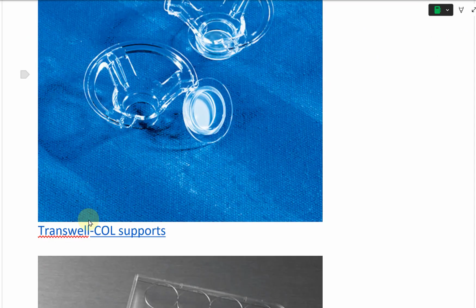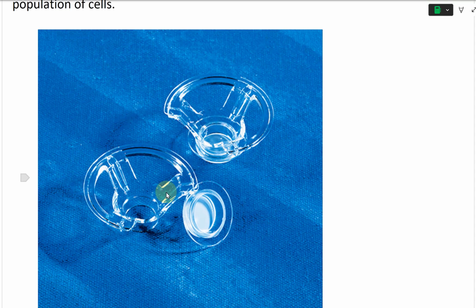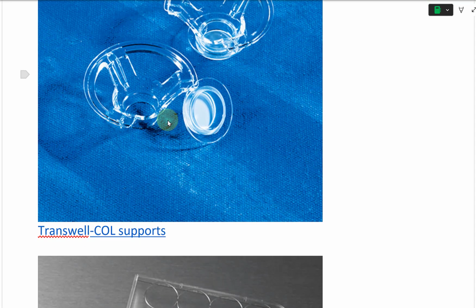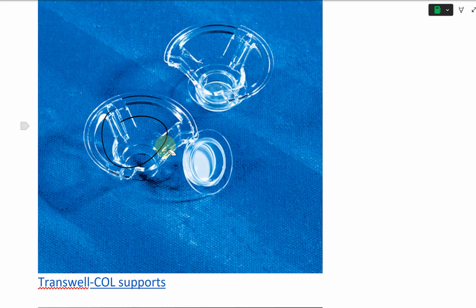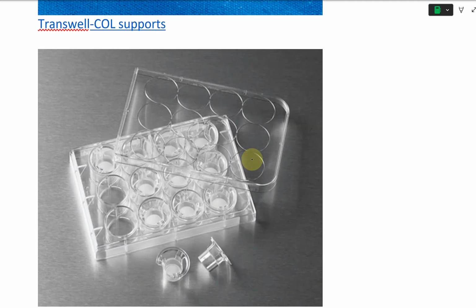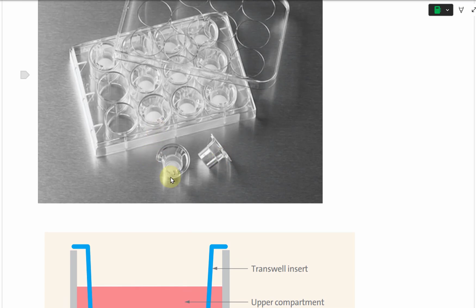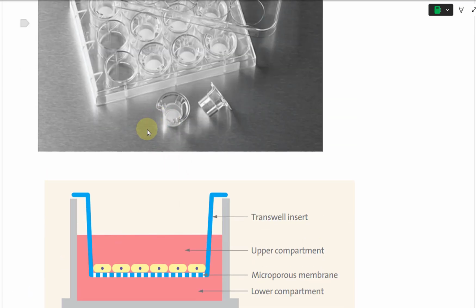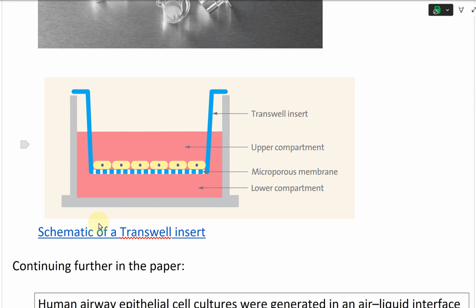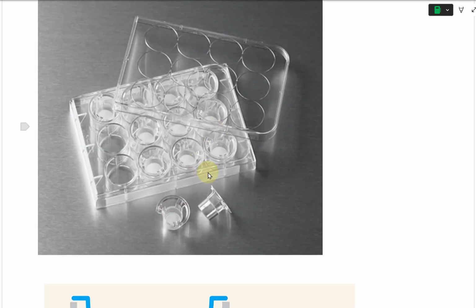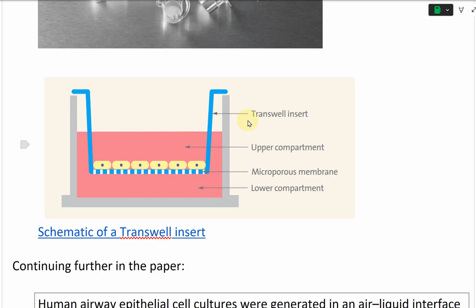So here is a Transwell COL support. It looks like this, and this would be to hold it and so on, but then there'll be these super tiny ones there. And they look like this. Continuing further, here are some of these plastic substrates. And now here's a schematic of a Transwell insert. It's going to look something like this. You have the upper compartment. You have the Transwell insert, I believe that's these handles there, or this whole thing is the insert.